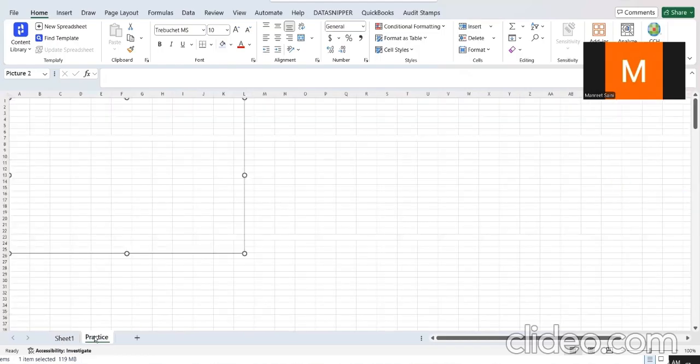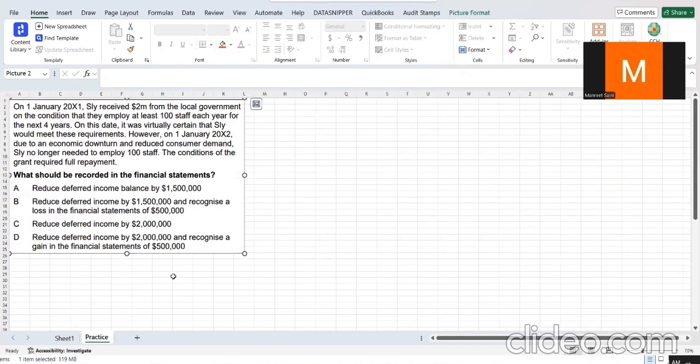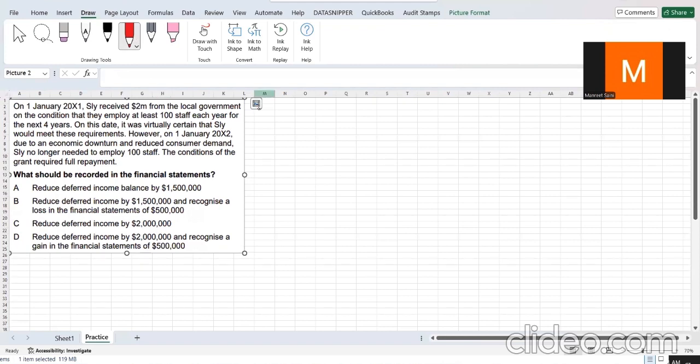And now we are going to study some practice questions. Okay. So on January 1, 2001, Sly received 2 million from local government on the condition that they employ at least 100 staff each year for the next 4 years. Okay, guys. So this example is very similar to the example that I gave you in the initial phase of the class, right?